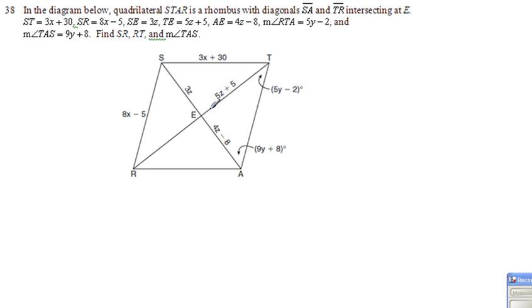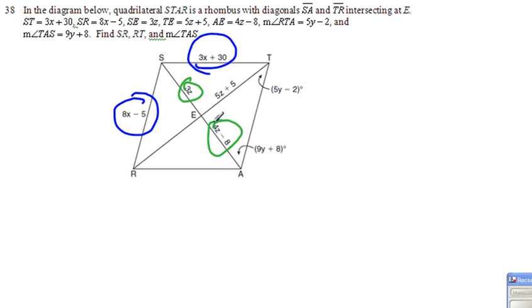Number 38. Here it's a rhombus. Then we realize that this must be equal to this one. And then the next one is, since it's a parallelogram, diagonals bisect each other, so those two must be equal to each other. And finally, since this is a right triangle, when diagonals meet at a right angle, the other two angles besides the right angle must be complementary, meaning add up to 90.